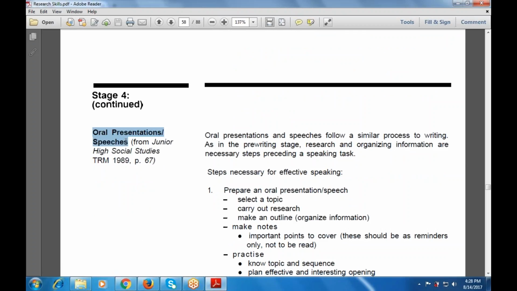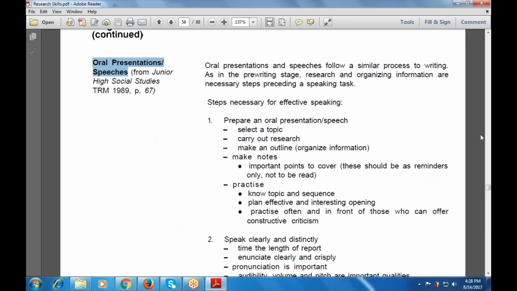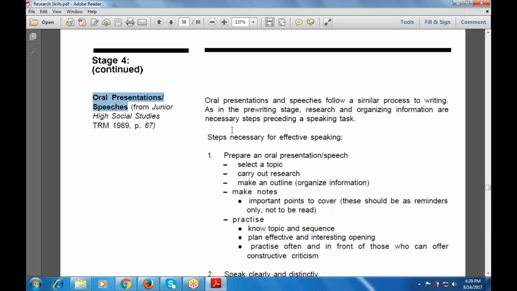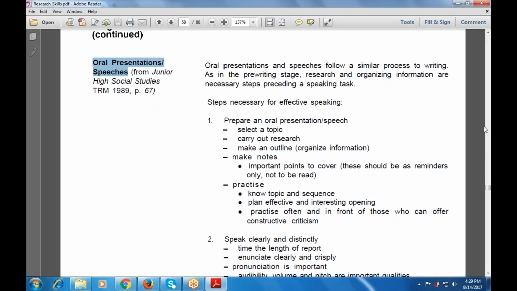Next is the oral presentation of speeches. This also follows from junior higher education and high school social studies. The main topic is the oral presentation and the speech. Oral presentation and speech follow a similar process to writing. As in the pre-writing stage, research and organizing information are necessary steps preceding a speaking task, and simple steps are necessary for effective speaking.